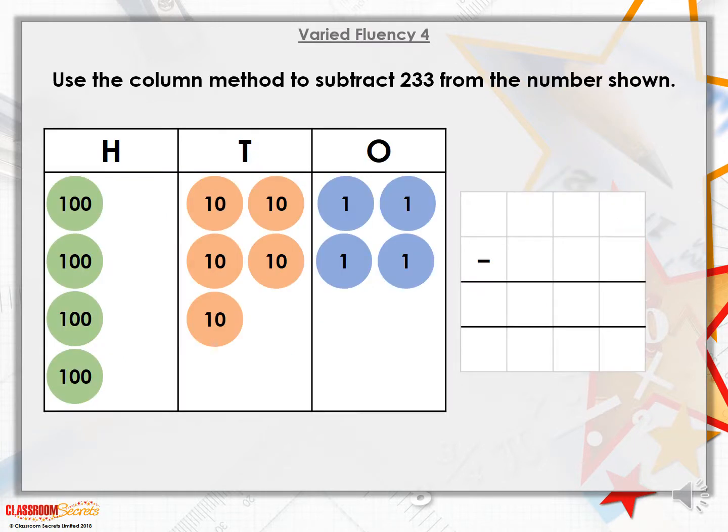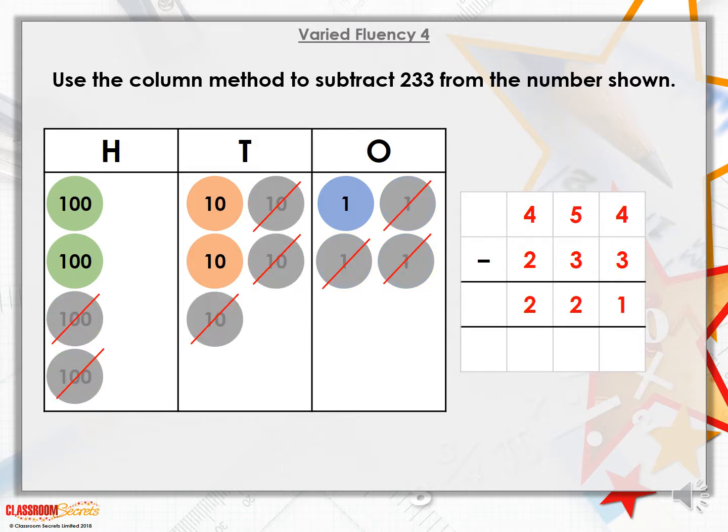Okay? And then use the column method to subtract 233 from the number shown. So I'm going to start off by looking at my grid, and I'm just going to cross off 233. I'm going to cross off 3 of my 1s, then 3 of my 10s, and then 2 hundreds, just so I know what I'm subtracting, and then I can check my answer using the column method. So there I've got 4 take away 3, which is 1, 5 take away 3, which is 2, and 4 take away 2, which is 2, giving us the answer of 221.